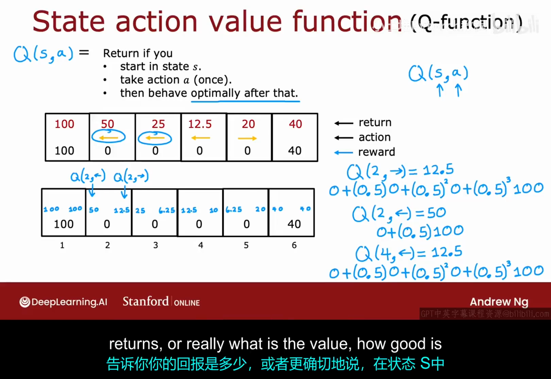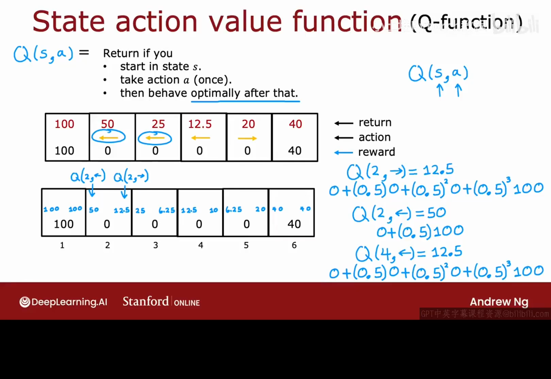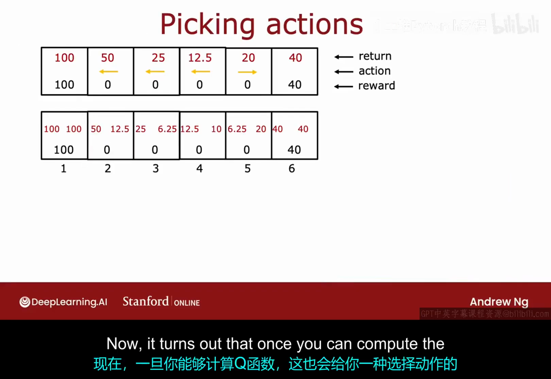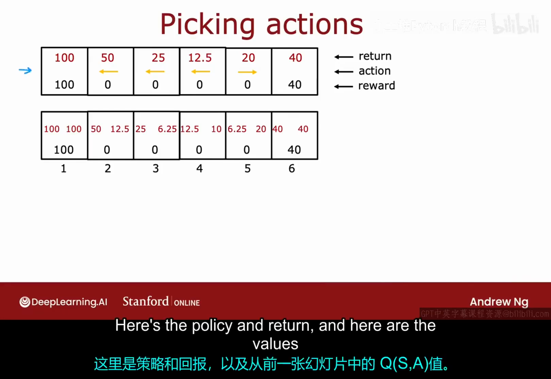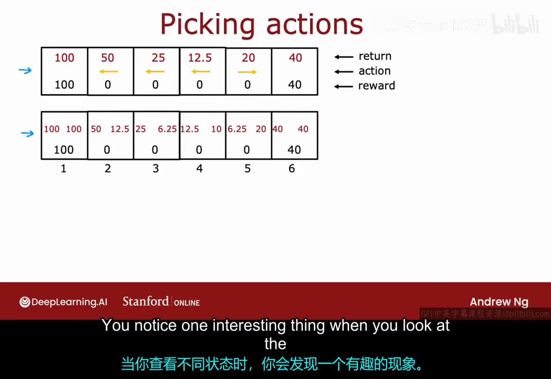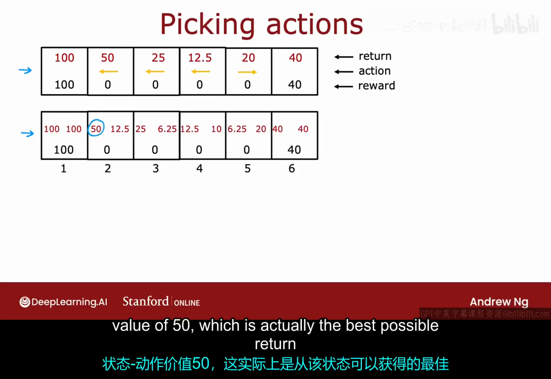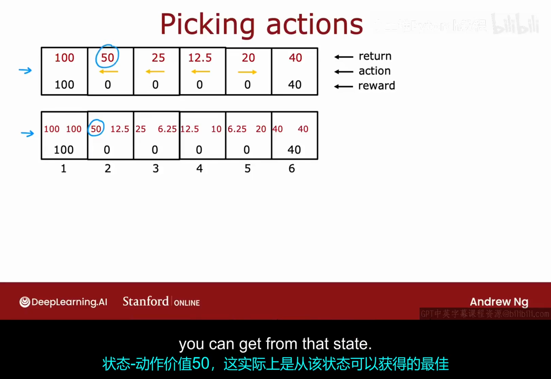And it tells you what are your returns, or really what is the value? How good is it to take action A in state S and then behave optimally after that? Now, it turns out that once you can compute the Q function, this would give you a way to pick actions as well. Here's the policy and return, and here are the values Q of S, A from the previous slide. You notice one interesting thing when you look at the different states, which is that if you take state 2, taking the action left results in a Q value or state action value of 50, which is actually the best possible return you can get from that state.